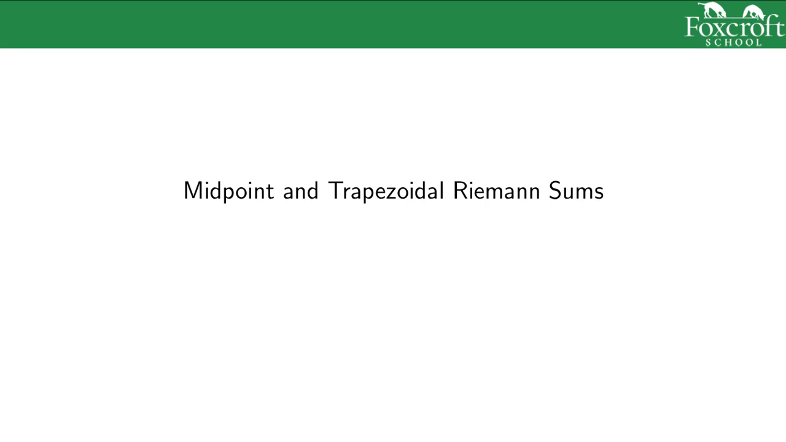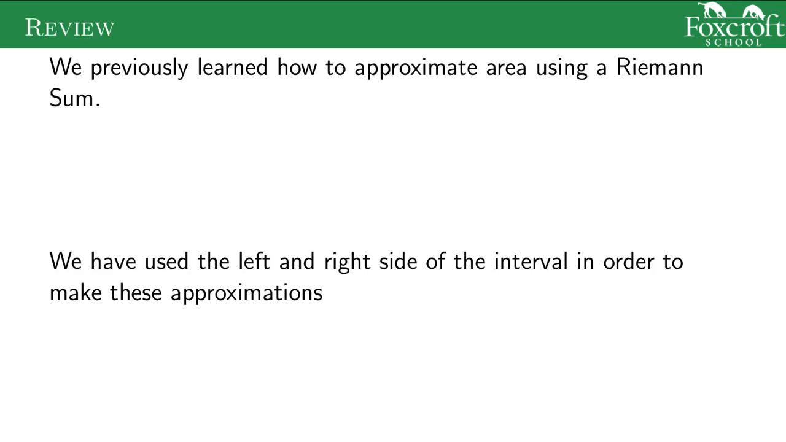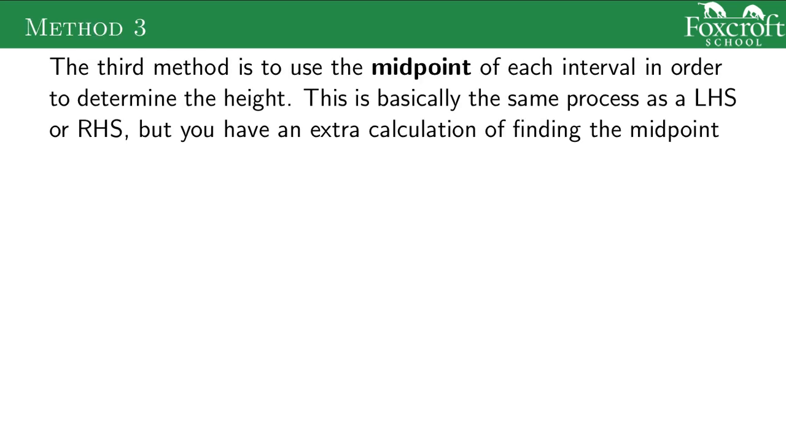In this video, we're going to look at our other two Riemann sum methods, the midpoint and trapezoidal Riemann sums. So we previously learned how to approximate areas using Riemann sums, and we used the left or the right of an interval to make these approximations. And now we're going to find out two more. The third method is going to be called the midpoint method.